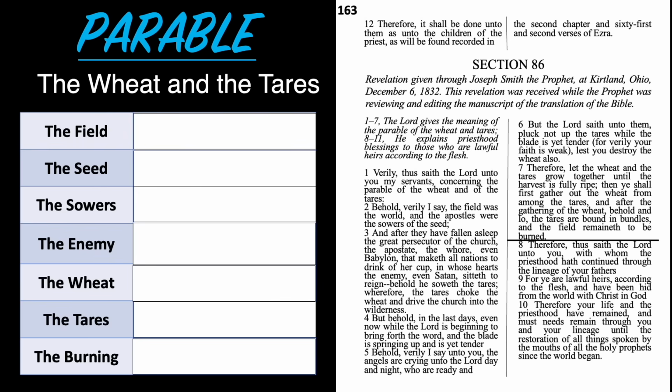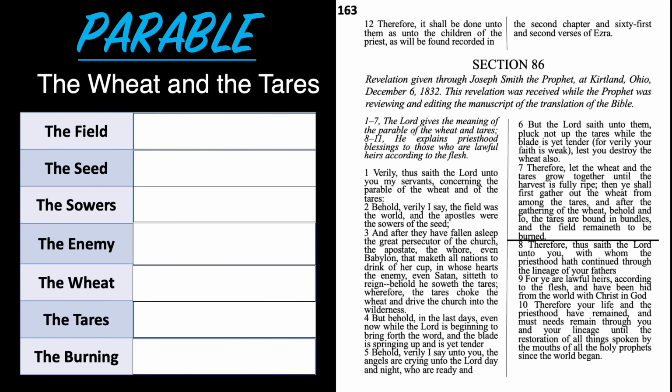This is where section 86 can help us. It's going to give us the interpretation for at least a few of the symbols. What are the interpretations that the Lord gives us here? And how would you interpret the others that he doesn't? You're going to find some of the answers here in verses 2 through 3, but you could also go to Matthew 13, verses 36 to 43 as well.